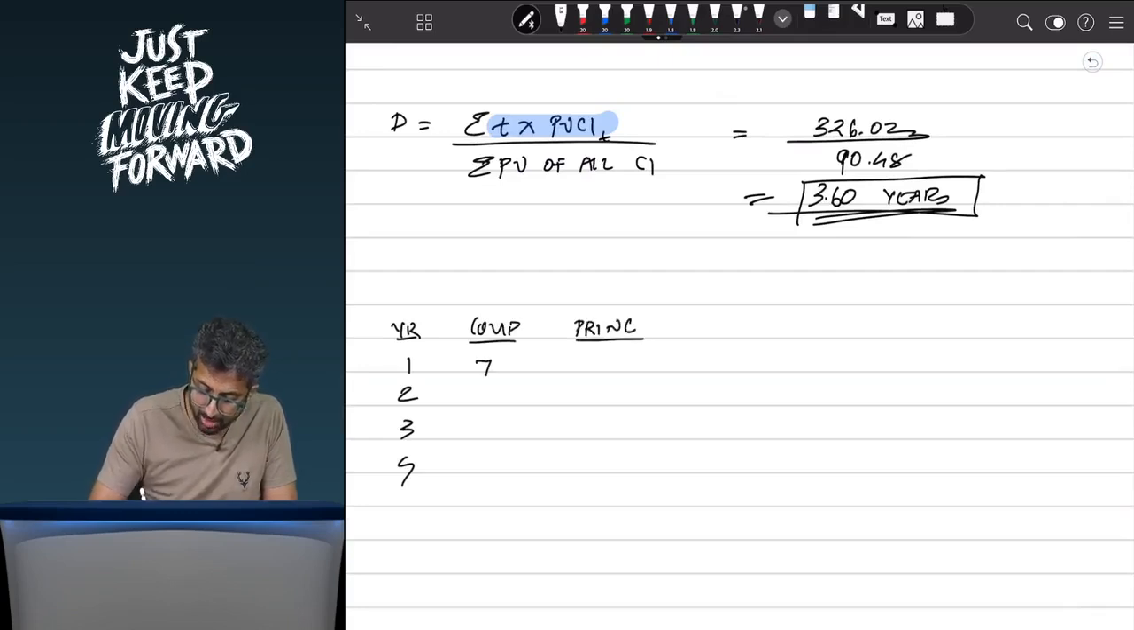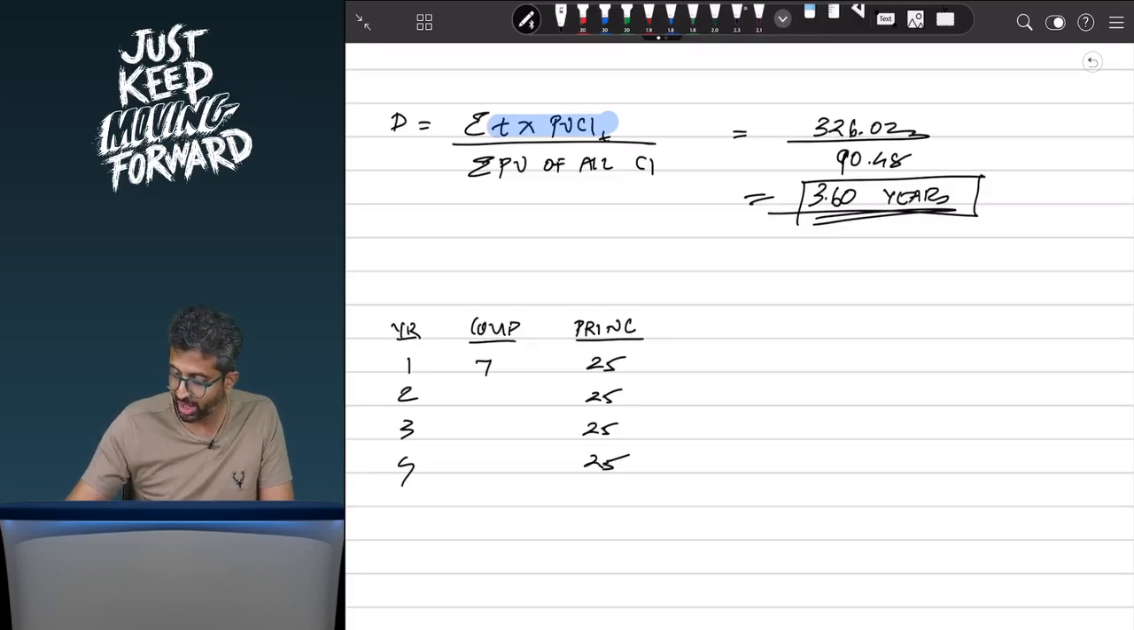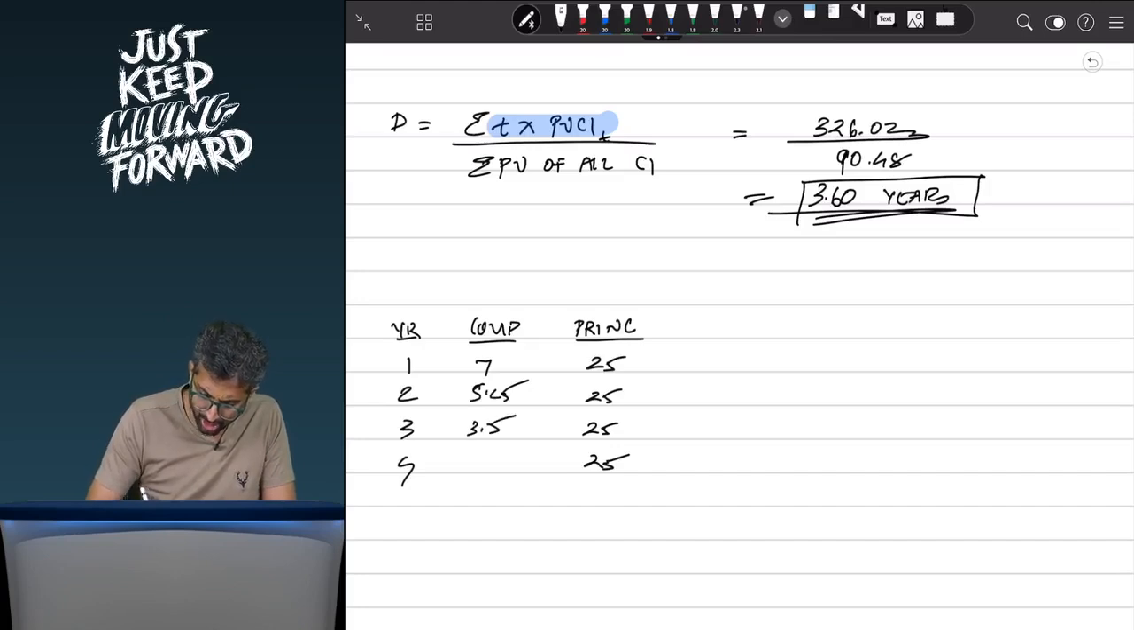How much is the principal repayment? Let's say 25 rupees each year. 25, 25 and 25 ultimately paid. So in the next year, 75 into 7%, 5.25. In the next year, around 3.5, 1.75, and this is how you will have your total cash inflow.